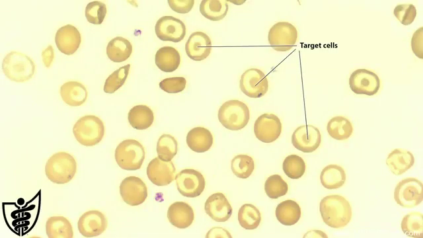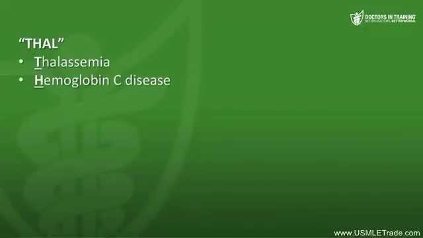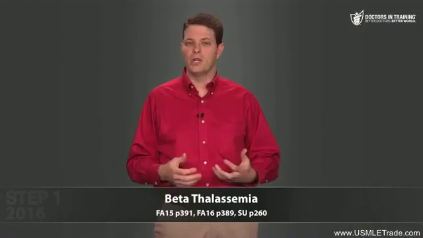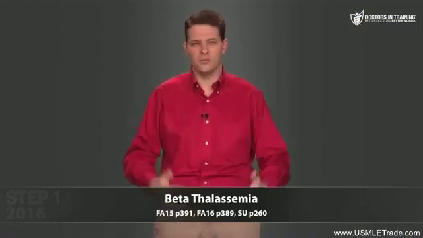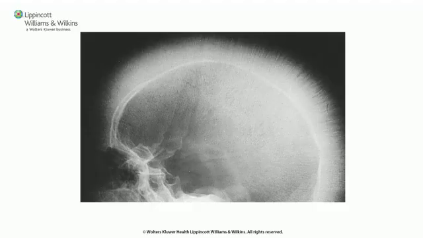On the peripheral smear in beta thalassemia, you can see target cells. Again, the mnemonic for target cells is thal, thalassemia, hemoglobin C disease, asplenia, and liver disease. So all of those things can cause target cells. And with beta thal major, your bone marrow is all ramped up trying to make lots of hemoglobin, so you're going to see marrow hyperplasia. And that hyperplasia in the marrow of the skull creates this hair-on-end appearance of the skull X-ray.